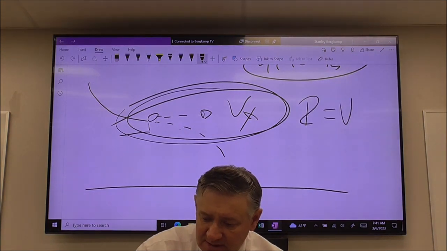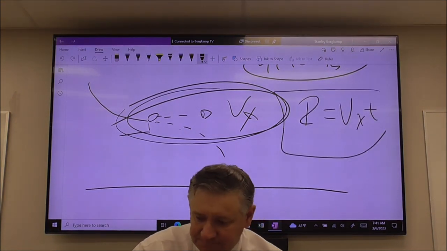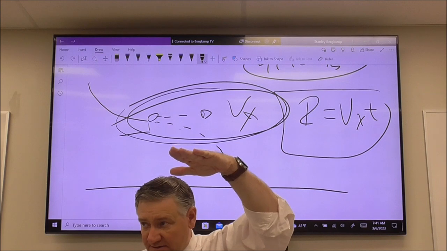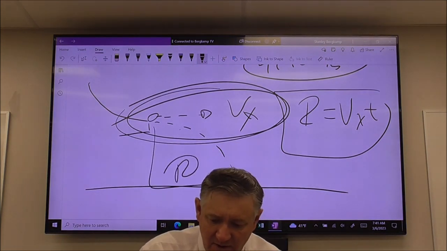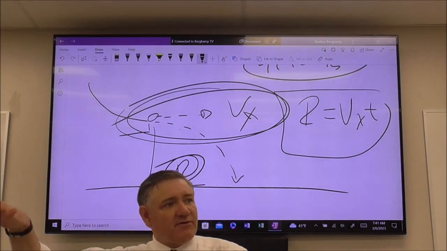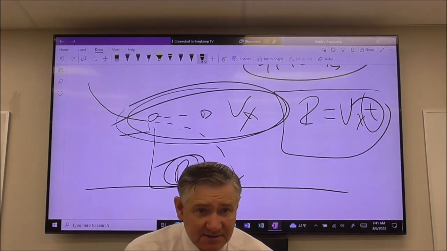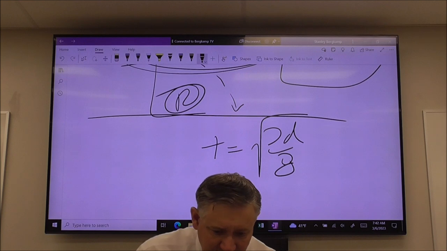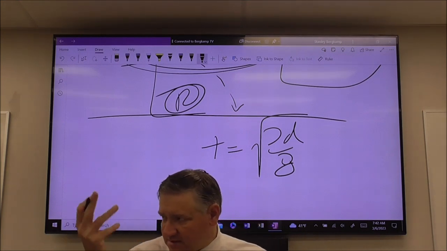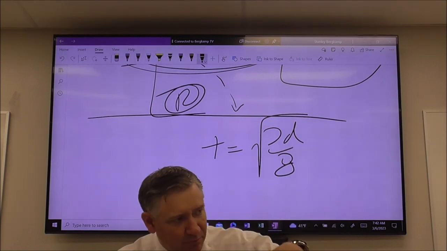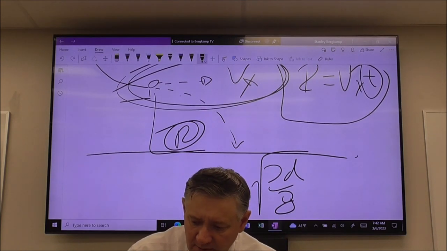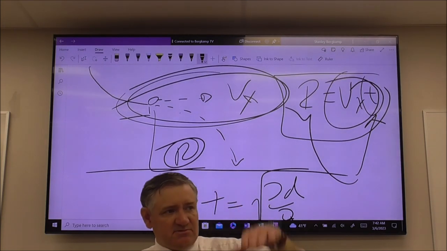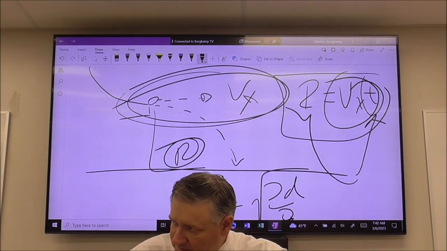That's what allows us to use range equals Vx times time, okay? Because we're assuming horizontally that that velocity is going to remain constant. So the range is just how far it goes, that's it. So you calculated the time, and you should have used time equals the square root of 2d over g, and typically that time is around 0.4 seconds, depending on the height of the table. So you're going to know your time, you're going to know how far it went. That's going to allow you to calculate Vx. Take how far you went, divided by how long it's in the air, boom, there's your Vx.